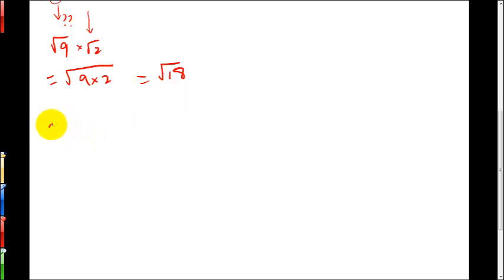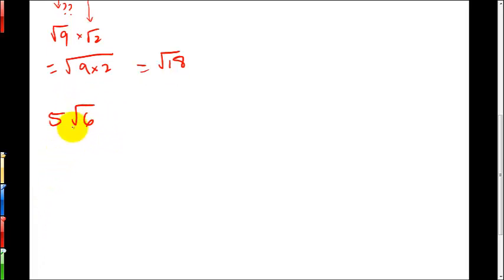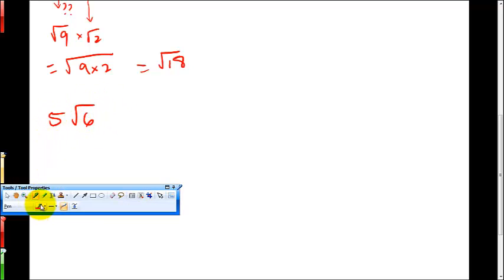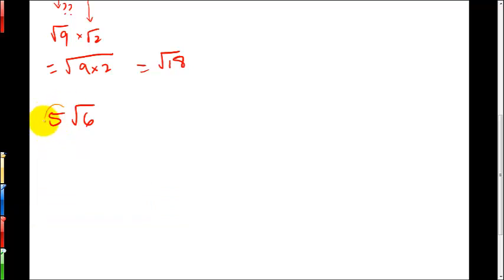Let's try 5 root 6. Okay, so we want to write this as an entire surd again. See this root 6 here? We like that. That's already a surd. However, this 5 here we don't like because it's not a surd. So we want to change this 5 into a surd. How? Well, we can do that by going where 5 came from. The 5 would have come from, obviously, square root of 25.